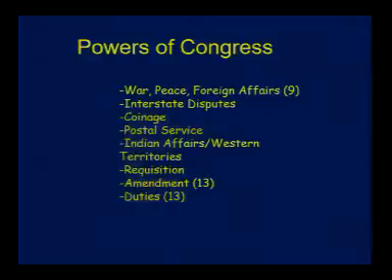Here's what the articles would allow you to do. If 9 of the 13 states agreed, you could declare war, end a war, declare peace, sign a peace treaty, conduct foreign affairs, treaties of different kinds. 9 of the 13 states had to agree. In general, the Congress could also help settle interstate disputes. They could coin money. I don't think they ever did. They could arrange a postal service. They were responsible for Indian affairs out in the West, Western territories. They didn't do a very good job of that.